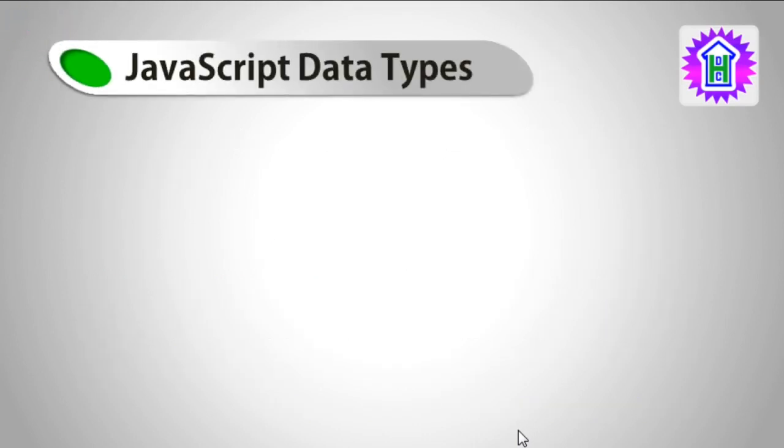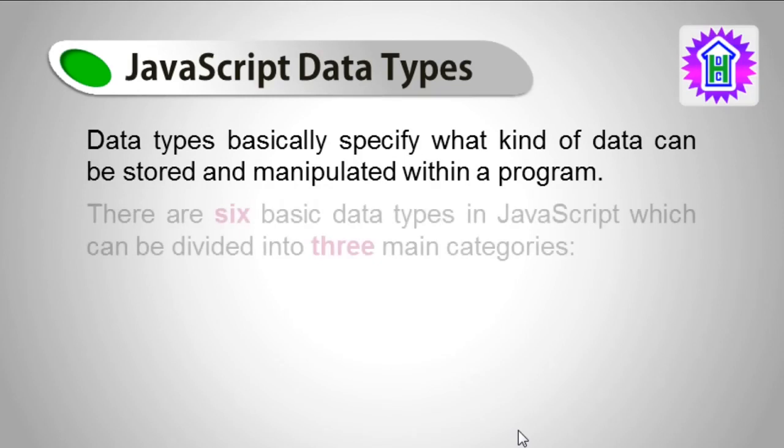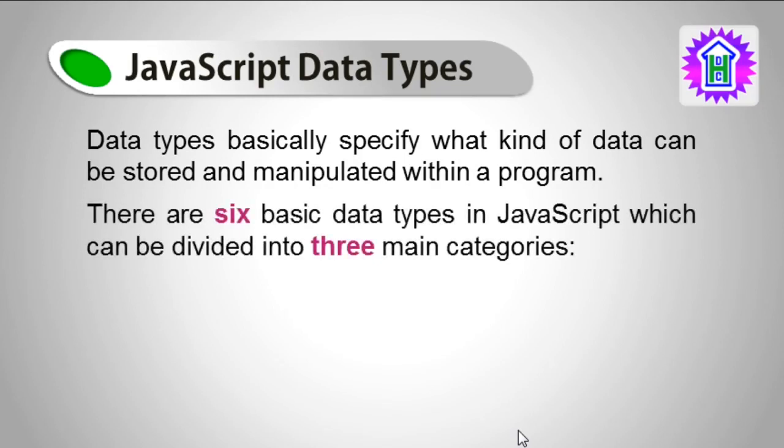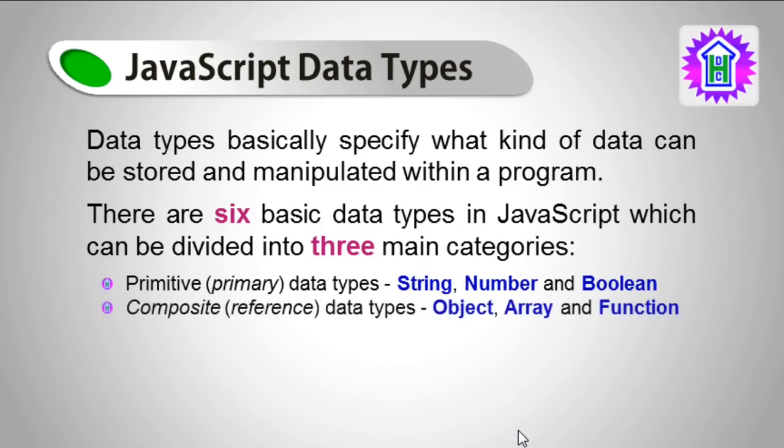JavaScript data types. Data types basically specify what kind of data can be stored and manipulated within a program. There are 6 basic data types in JavaScript, which can be divided into 3 main categories. First one is primitive or primary data types. String, number and boolean are the 3 primitive or primary data types used in JavaScript. Next one is composite or reference data types. These are object, array and function.